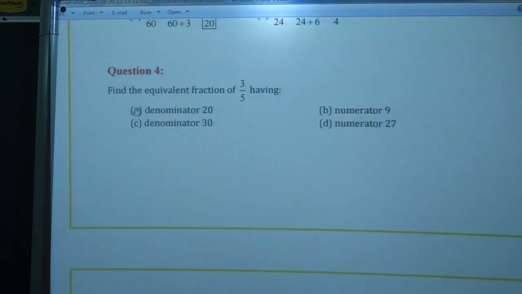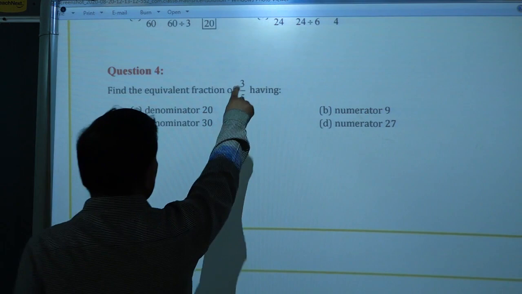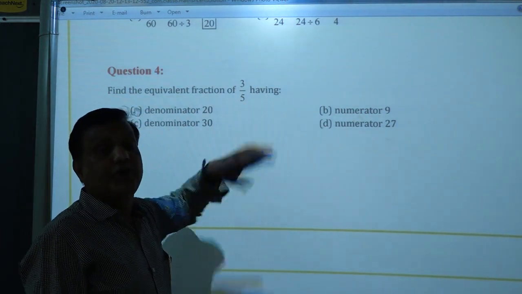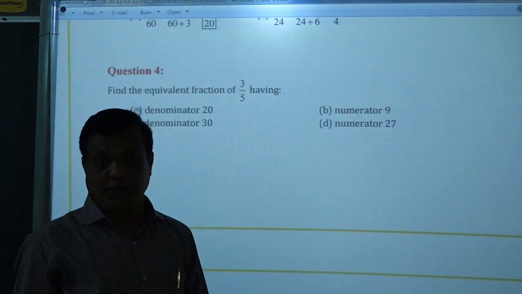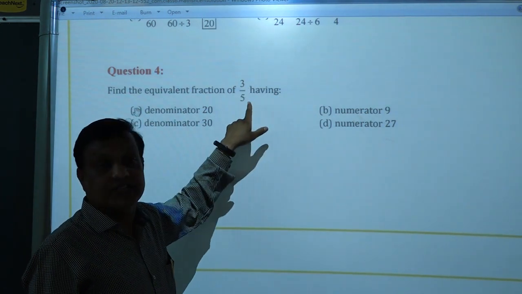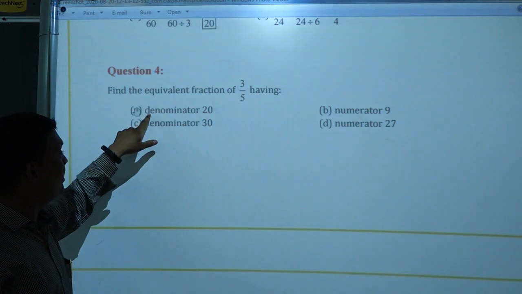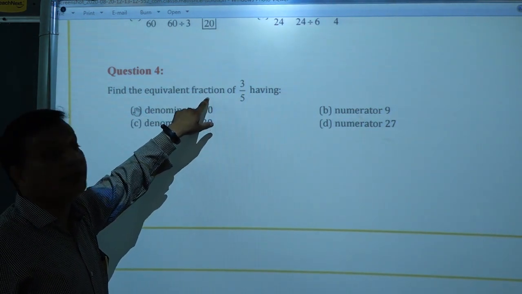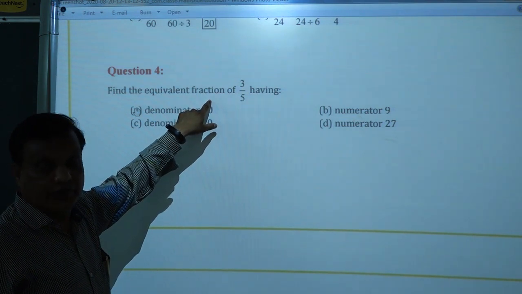Now the next question is: find the equivalent fraction of 3 upon 5. 3 is the numerator, 5 is the denominator. The first part is given denominator 20. So here the denominator is given as 20, and we have to find the numerator. How do you find it?